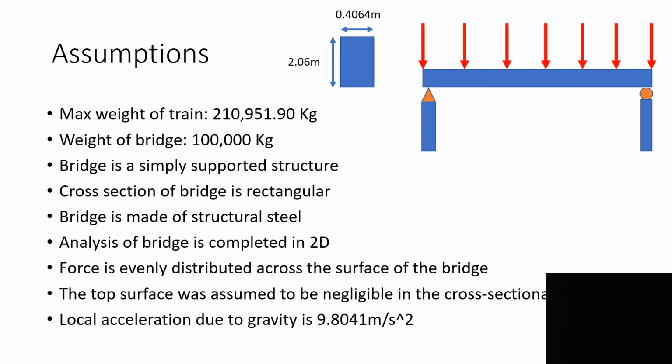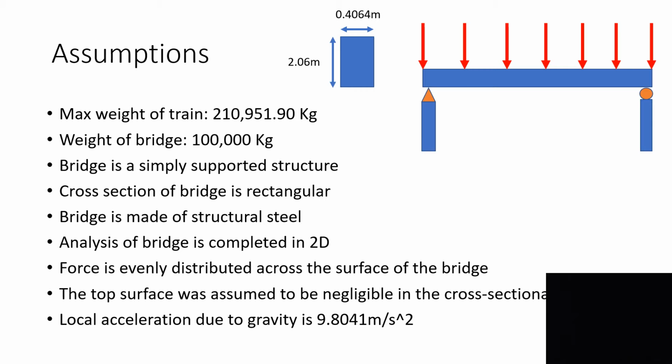The assumptions that we made were that the max weight of the train is 210,000 kilograms, the weight of the bridge is 100,000 kilograms, the bridge is a simply supported structure, cross-section of bridge is rectangular, bridge is made of structural steel, analysis of bridge is completed in 2 dimensions, force is evenly distributed across the surface of the bridge, the top surface was assumed to be negligible in the cross-sectional area, which means that the wood that's on top of the bridge is negligible. Local acceleration due to gravity is 9.8041 meters per second squared.